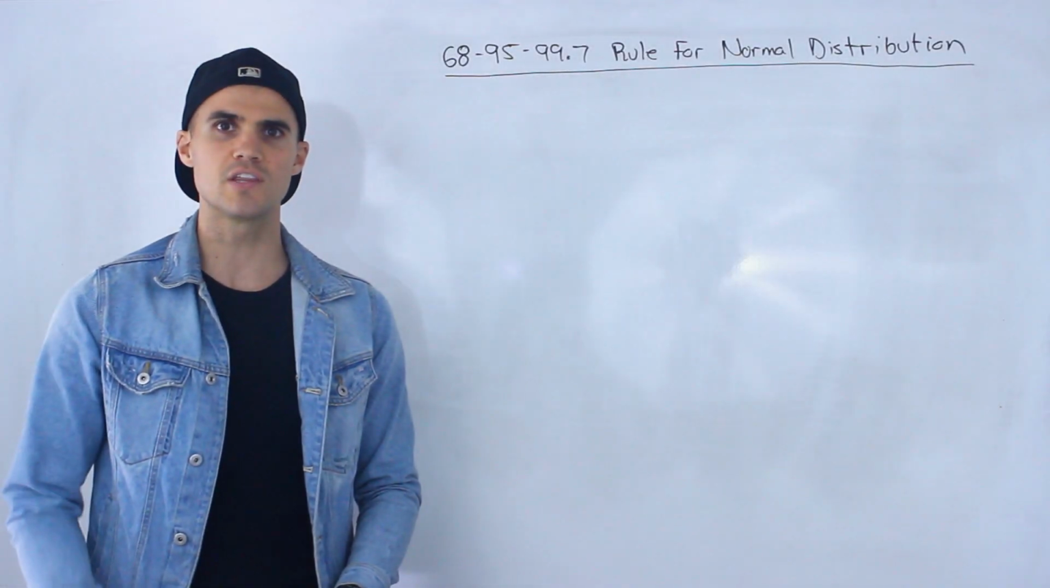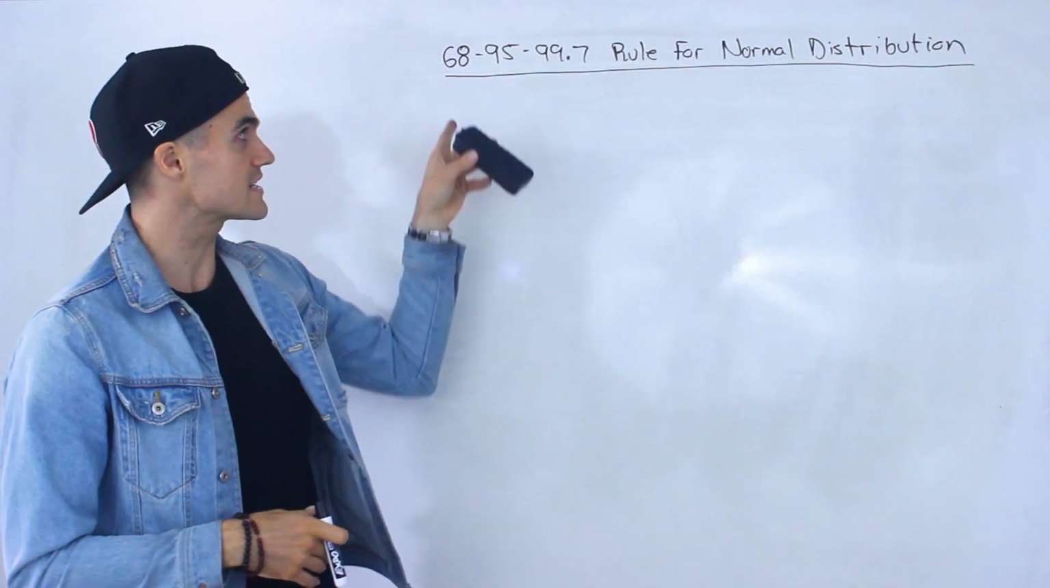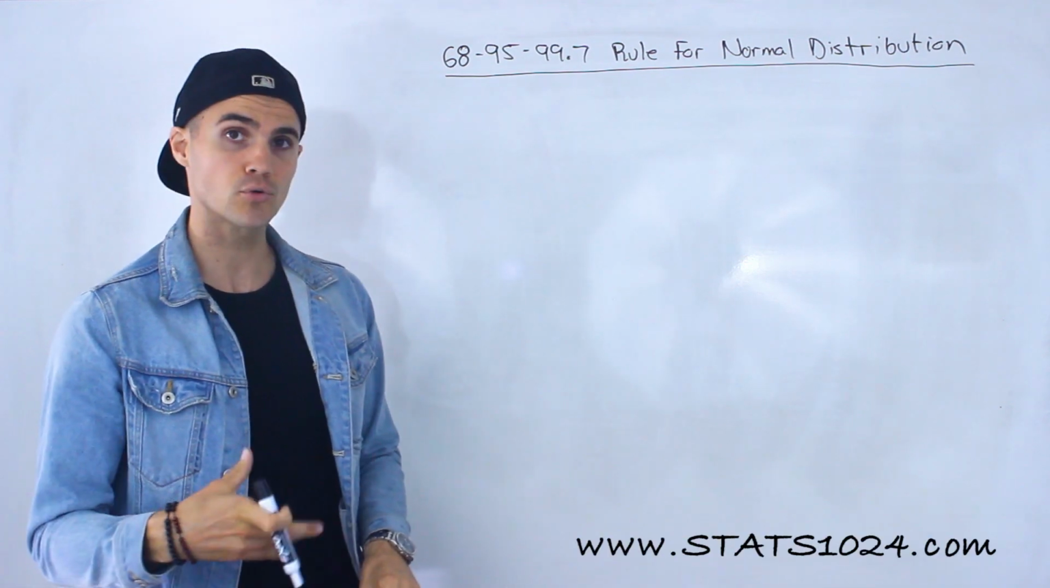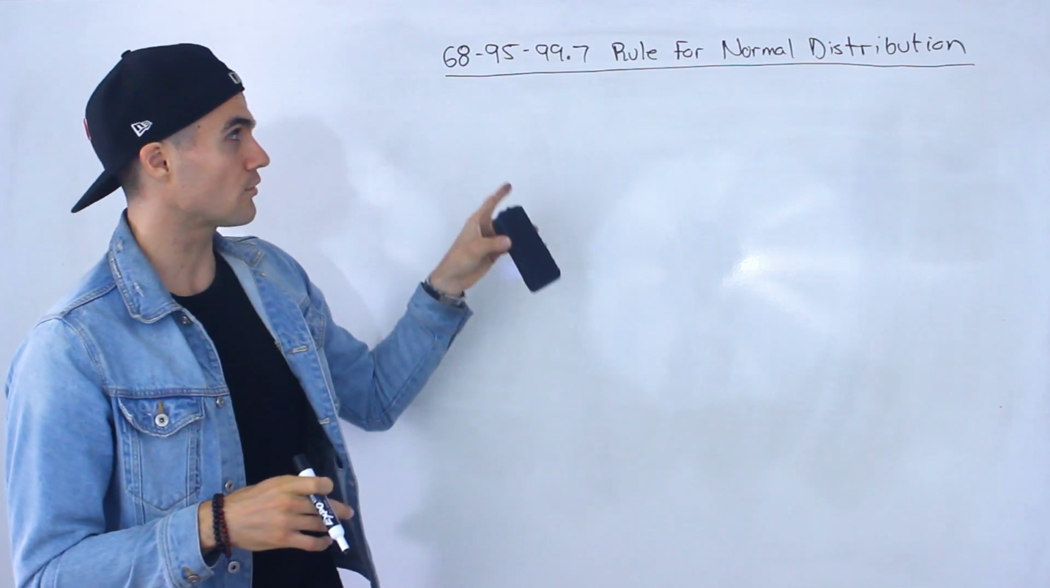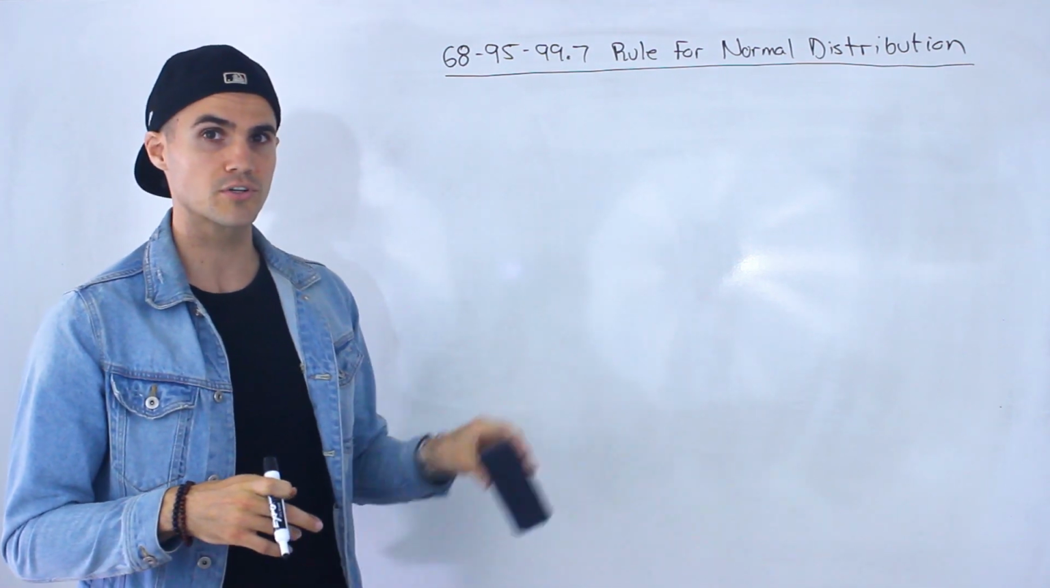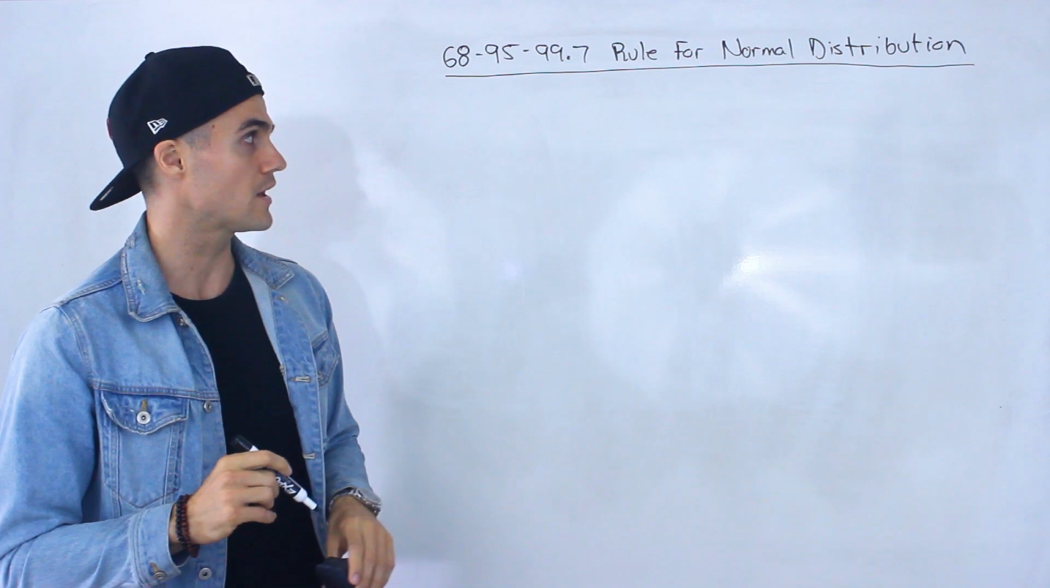Patrick here. Moving on to the next video, we're now going to talk about the 68, 95, 99.7 rule for the normal distribution. Sometimes you'll see certain textbooks call this the empirical rule for the normal distribution, so both of them mean the same thing.